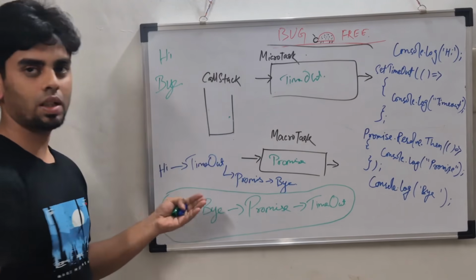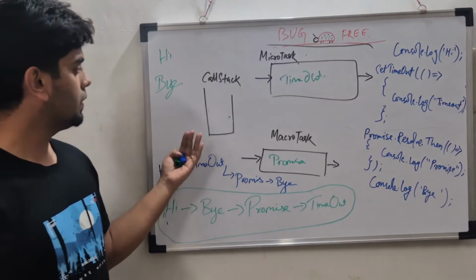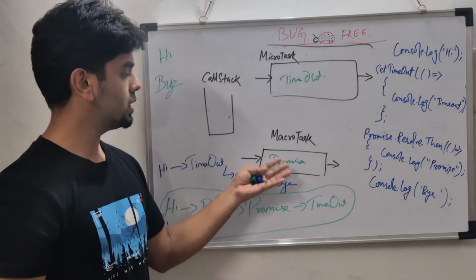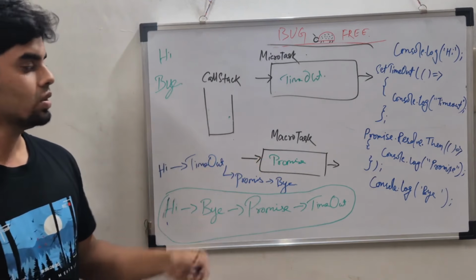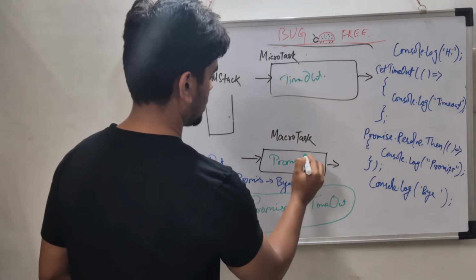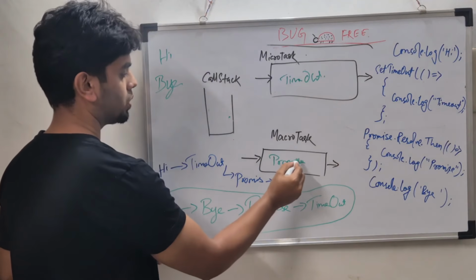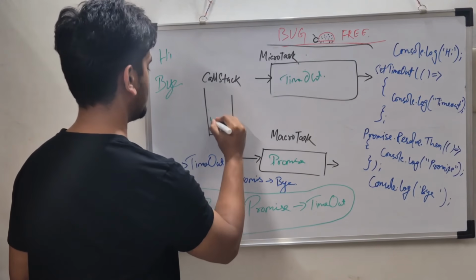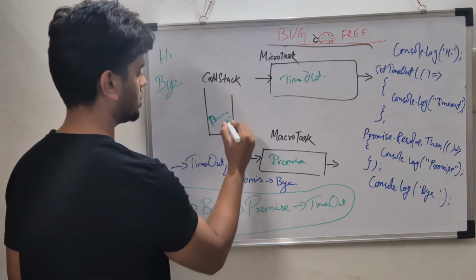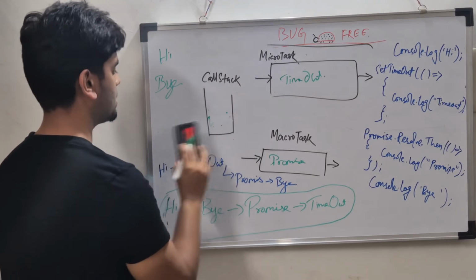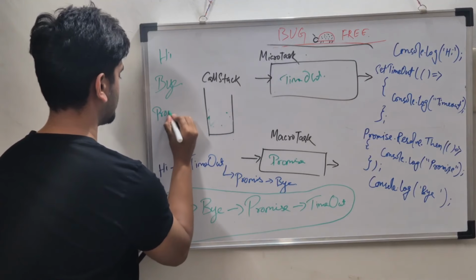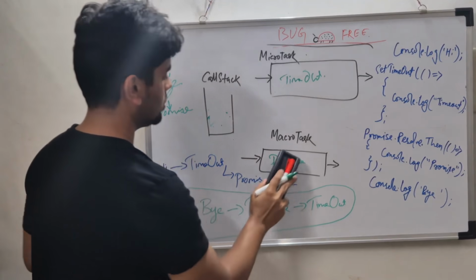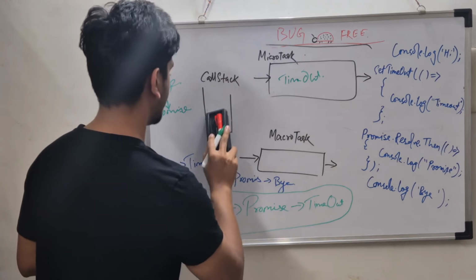Once the call stack is empty, what will JavaScript do? If anything is present in the macro task, which is the most priority thing in the event loop, it will come to the macro task. The piece of code to console log the promise is there, so it will push this promise to the call stack. Once it comes to the call stack, it will get executed and promise will get printed. Now the macro task is also empty, and the call stack is also empty.